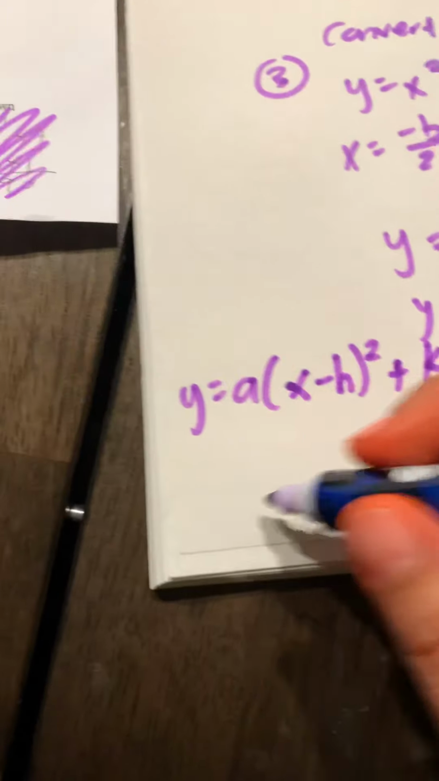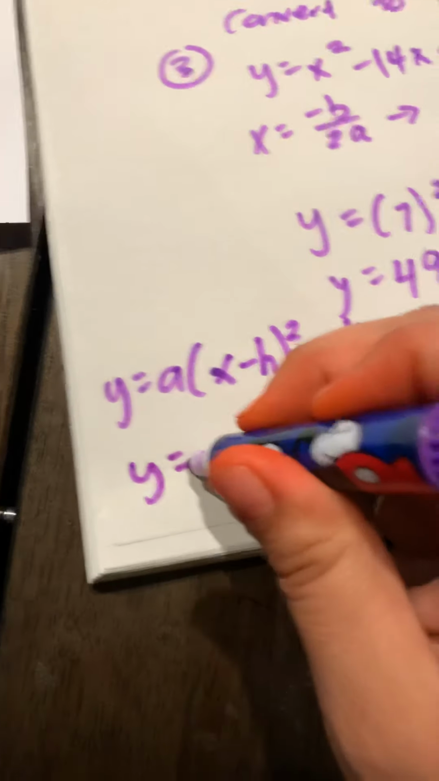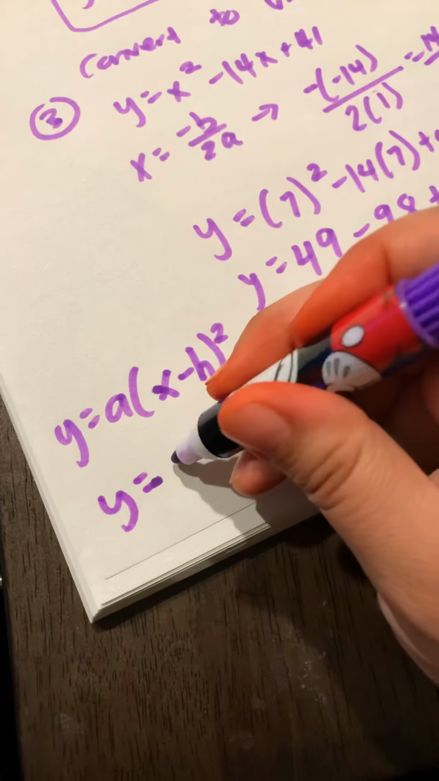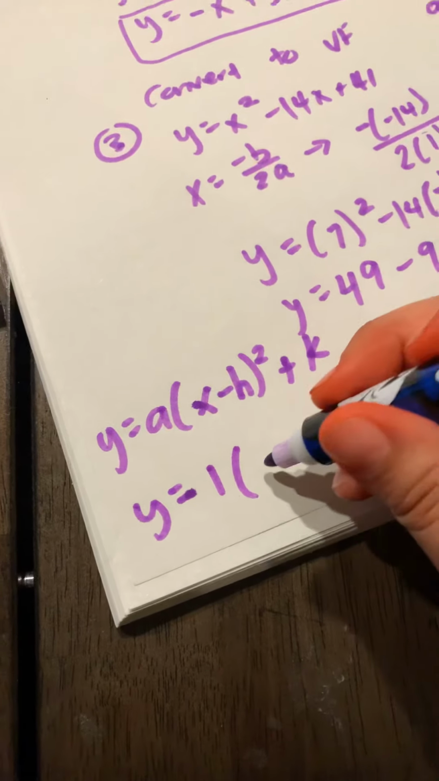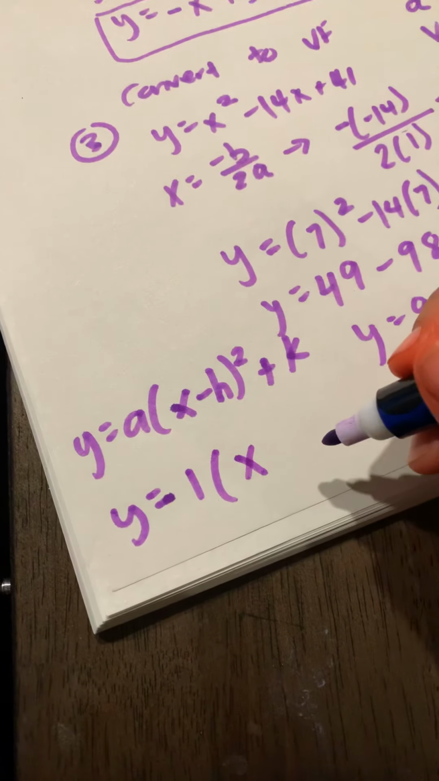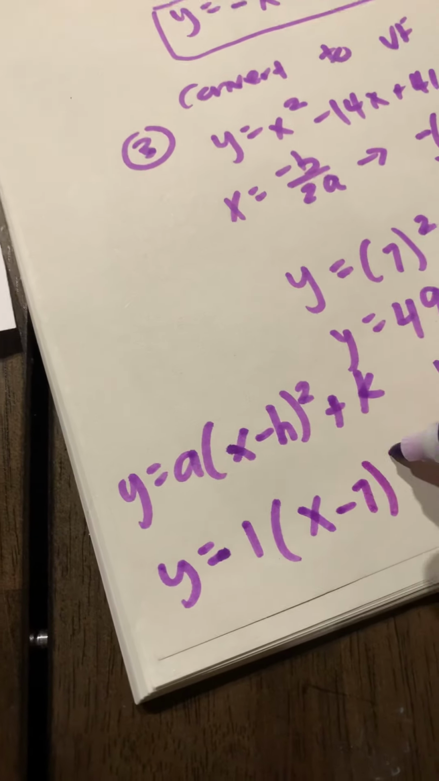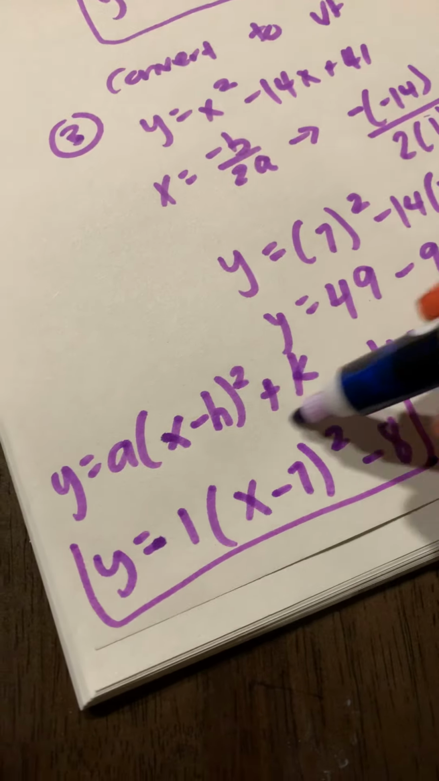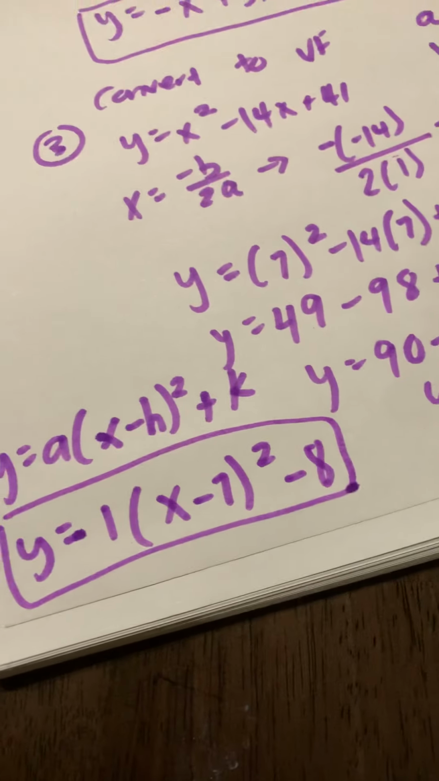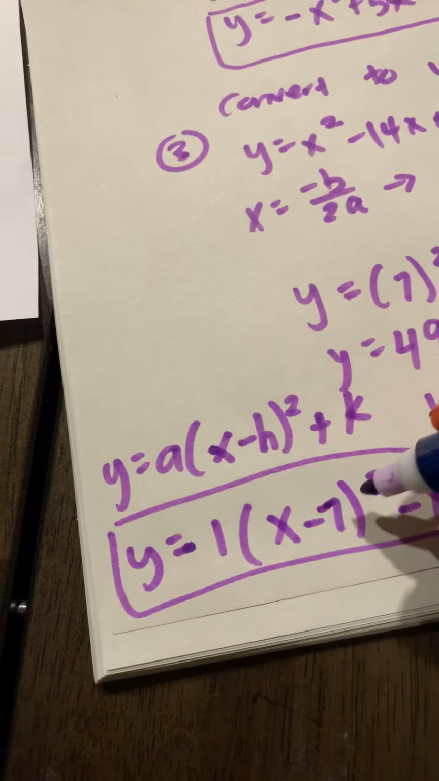So let me go ahead and now write in the a and the vertex. So y equals, a is 1. You can write 1 there, you don't have to, it's up to you. And then x, so the opposite of x, or h technically, is -7, and then -8. So there's the equation. And that's the equation in vertex form.